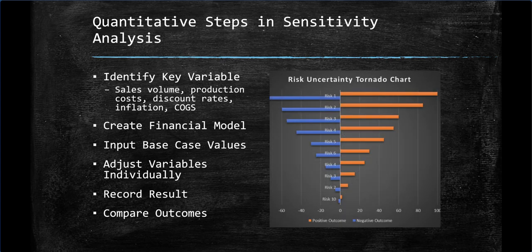Now, let's dig into the quantitative steps required to conduct a sensitivity analysis. We'll start by pinpointing the variables that have the most significant influence on the project's financial performance. These might include sales volume, production costs, discount rates, inflation rates, or cost of goods sold. With these variables identified, we'll develop a comprehensive financial model that incorporates all relevant data and assumptions. This model serves as the foundation for analyzing the impact of variable changes. Tools like Excel or financial software are commonly used for this purpose.